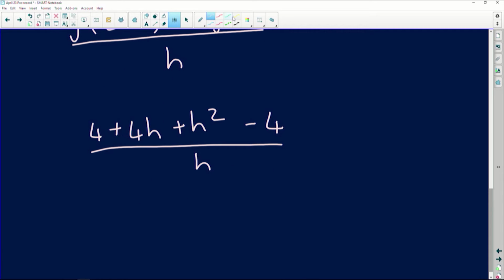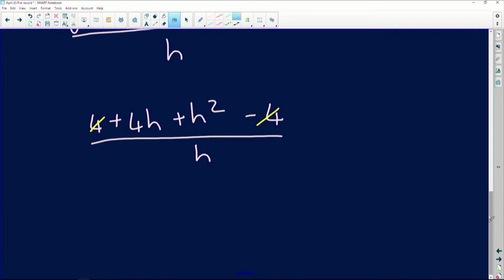So if I just cancel a couple of my terms here, 4 minus 4, my 4's are gone. I'm then left with 4h plus h squared divided by h. Okay guys, like I mentioned in the very first part of this question, it looks very similar to differentiation by first principles. The only problem is we're not taking the limit as h tends to 0. But we can actually prepare for when that does happen in the next part of the question.